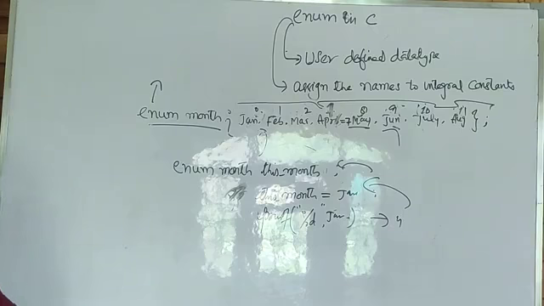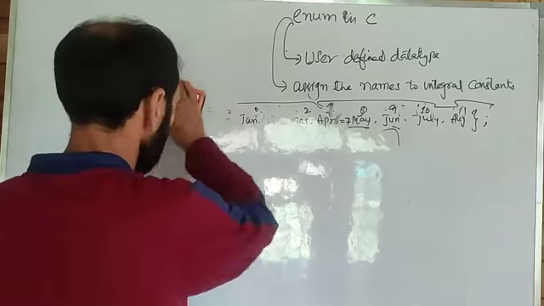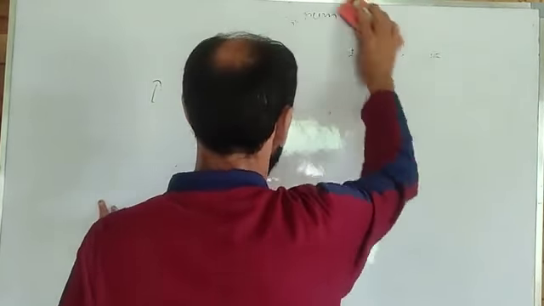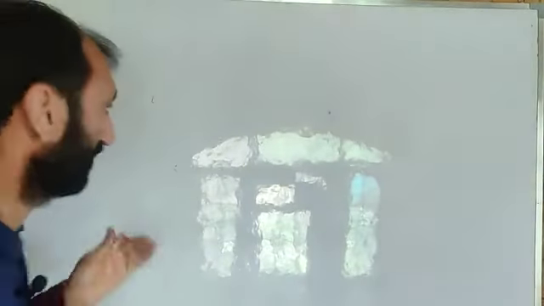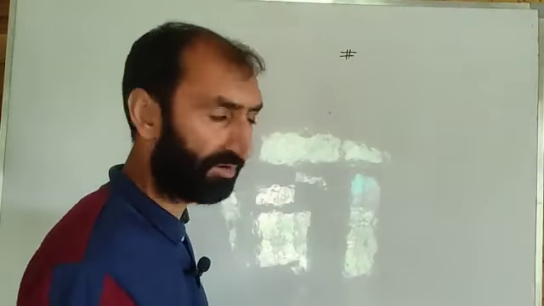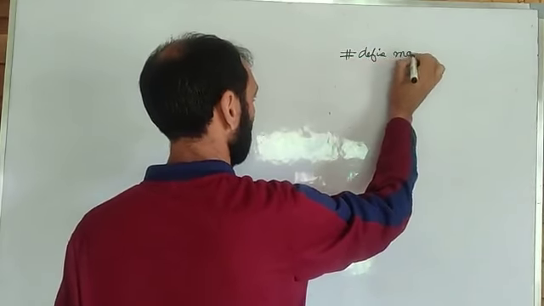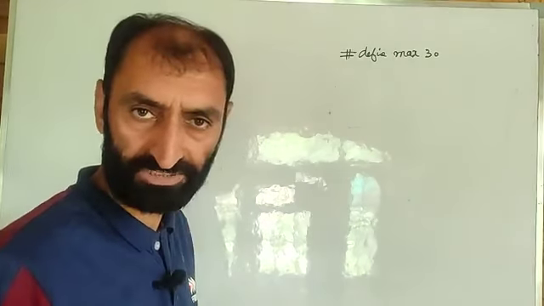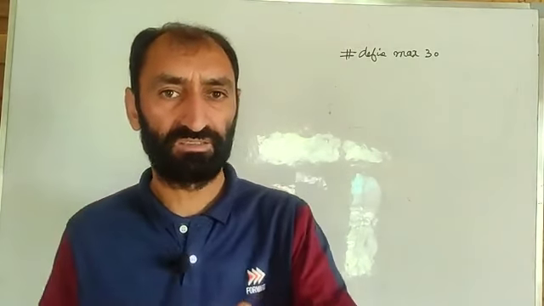Now, we can assign the values to these in any order. As I have told you, instead of enum, we can also use macros. For example, for #define MAX 30, we can also use macros instead of enum. But there are some differences between enum and macros.